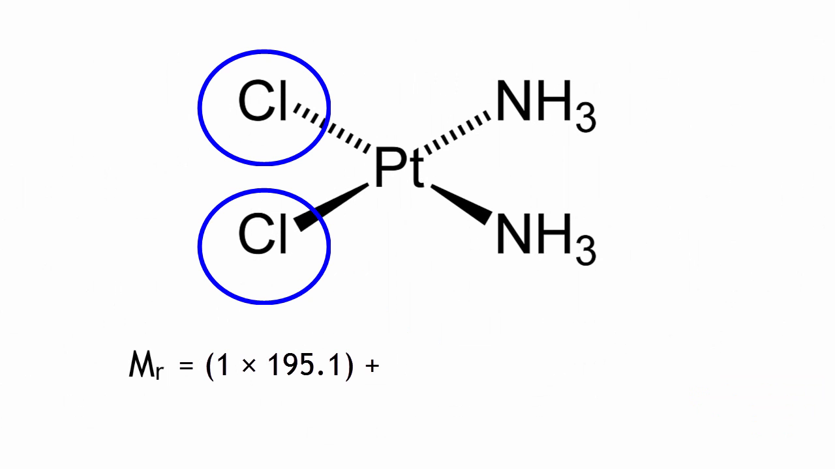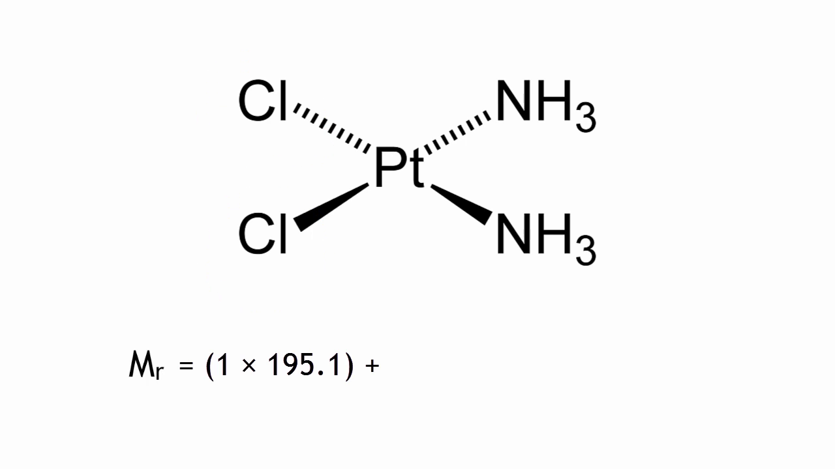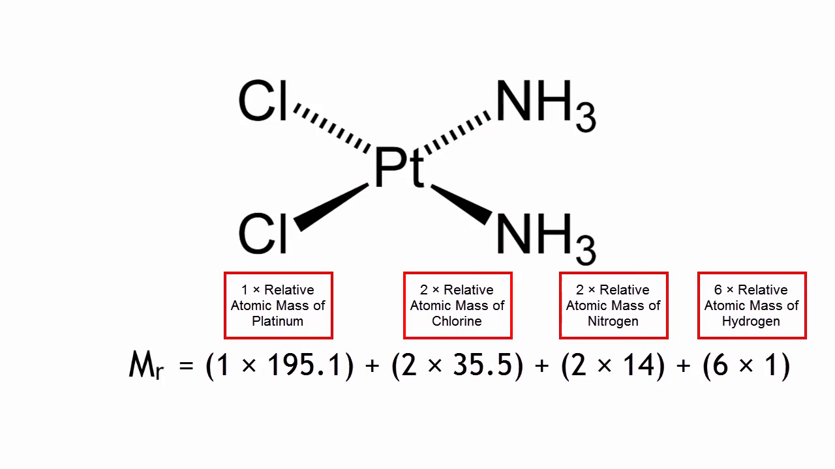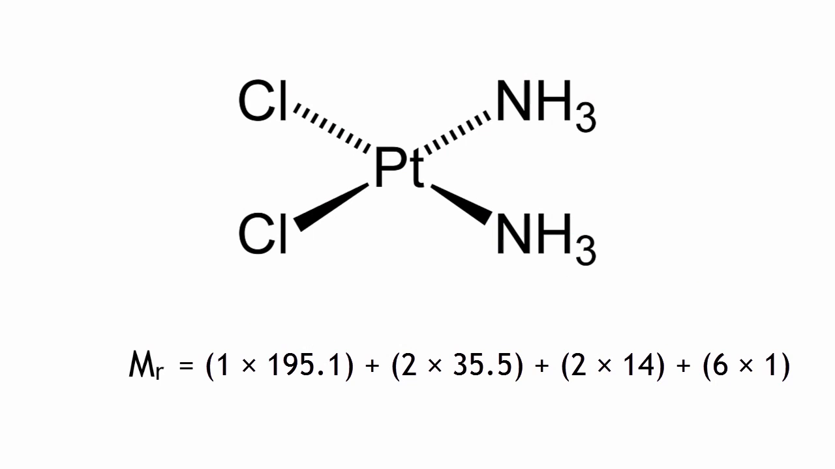Now there are 2 chlorine atoms, the AR of chlorine is 35.5. So the next part, you do 35.5, the AR of chlorine, times 2, because there are 2 chlorine atoms. And then you do this for the rest of the elements. And then if you do this for the rest of the atoms in the molecule of cisplatin, and then add all the values together, you'll find that the MR, the relative molecular mass of cisplatin, is 300.1.